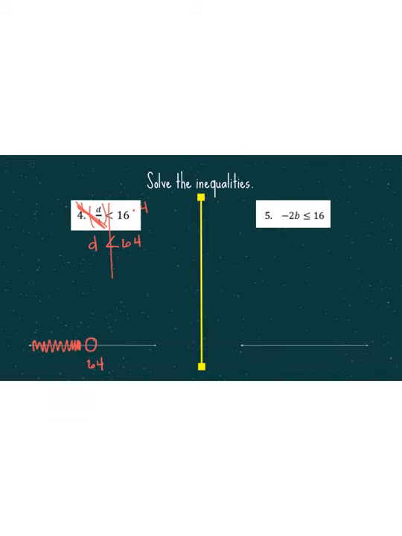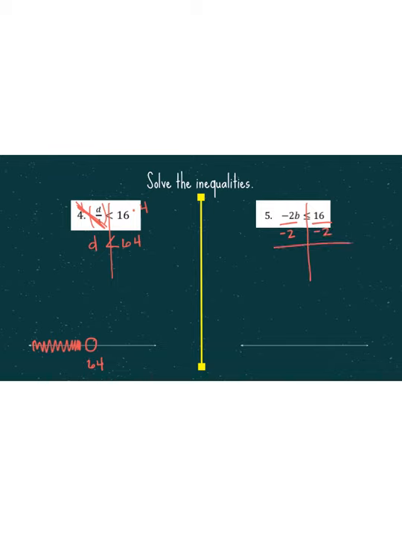Number 5 is where we had talked about, remember, if you're multiplying or dividing by a negative number, you have to flip your sign. So that means your greater than or equal to sign or less than or equal to sign has to be flipped. Okay, so it says negative 2 times b is less than or equal to 16. Well, to get rid of that negative 2, I have to divide by negative 2. So if I divide that side by negative 2, I'm also going to divide the right side by negative 2.